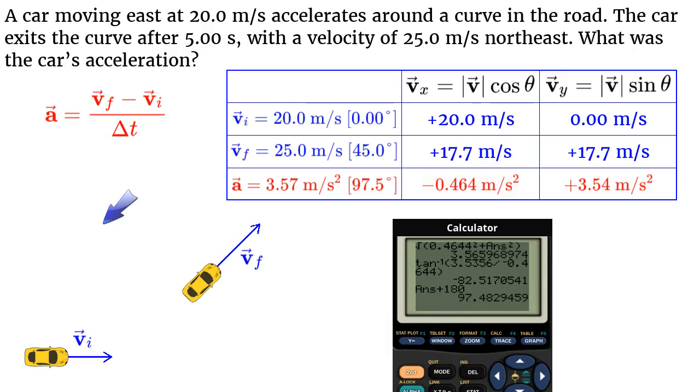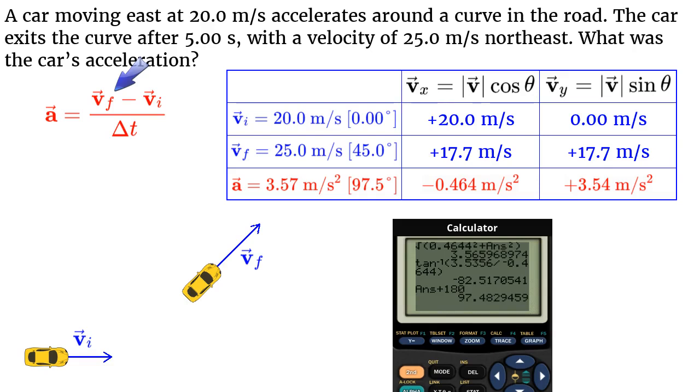Now, sometimes you might have to do some algebra before you can evaluate the equation. So, for example, I could have given you the acceleration as part of the question and asked you to calculate the final velocity. If that were the case, you would just do the algebra. You would isolate the final velocity exactly as you would for a one-dimensional problem. And then you would do the calculations for x and for y independently.